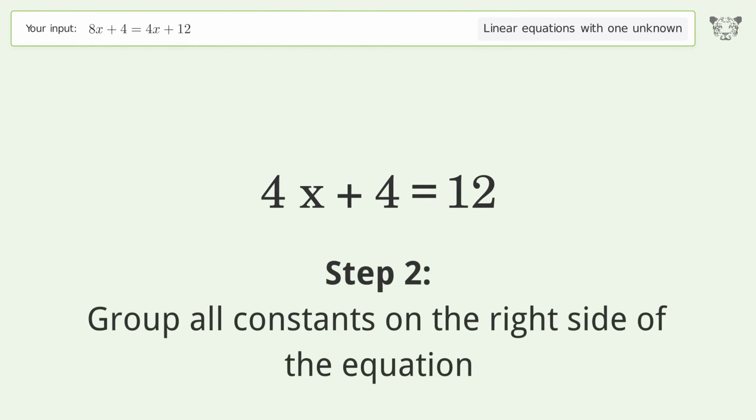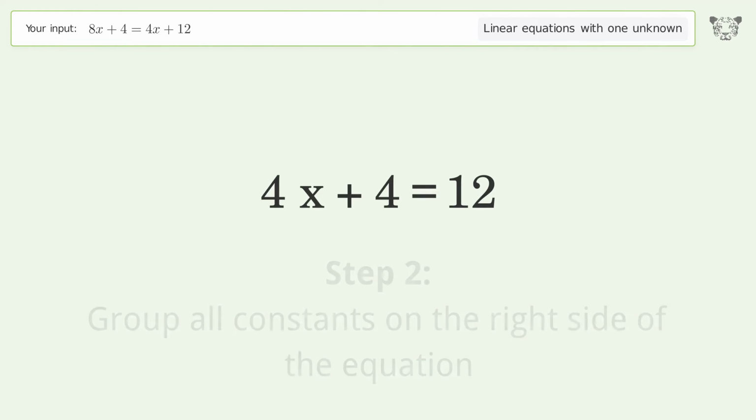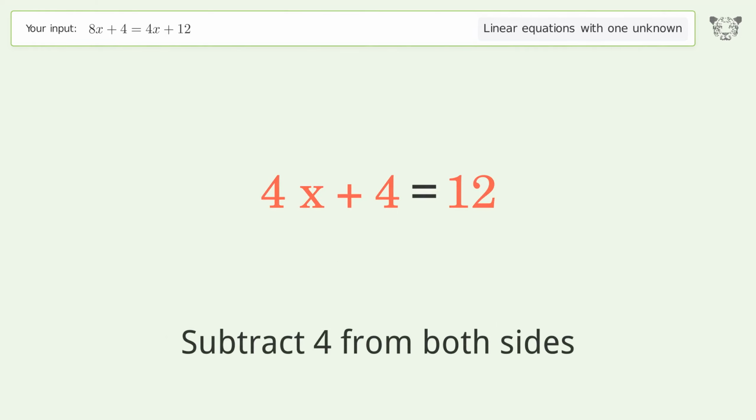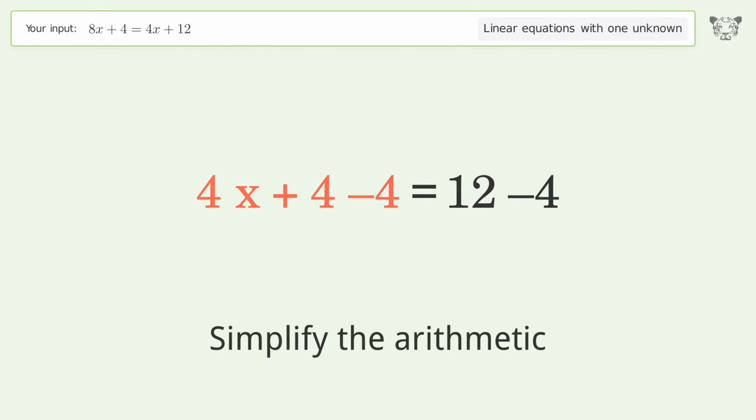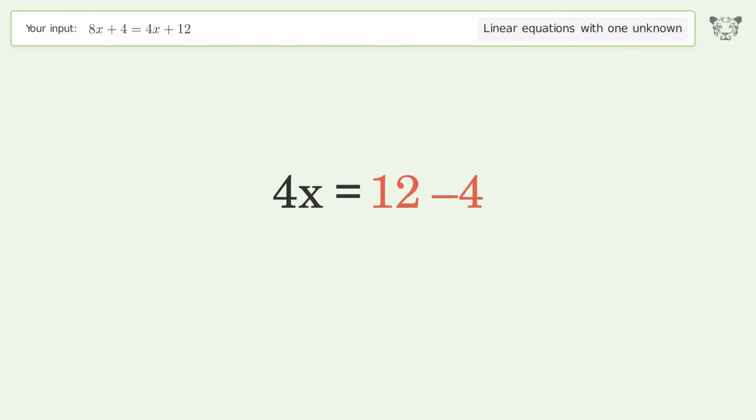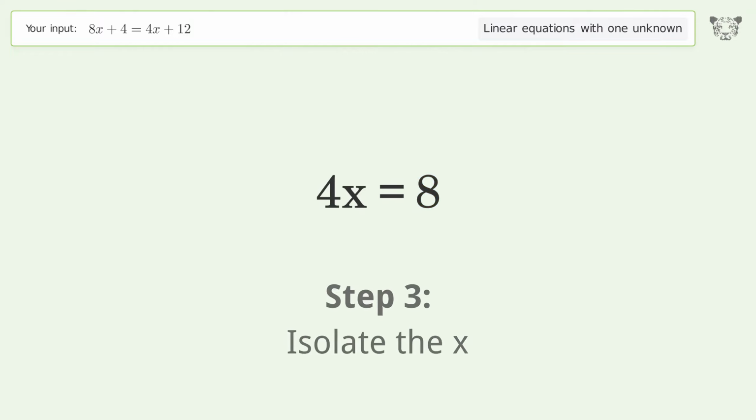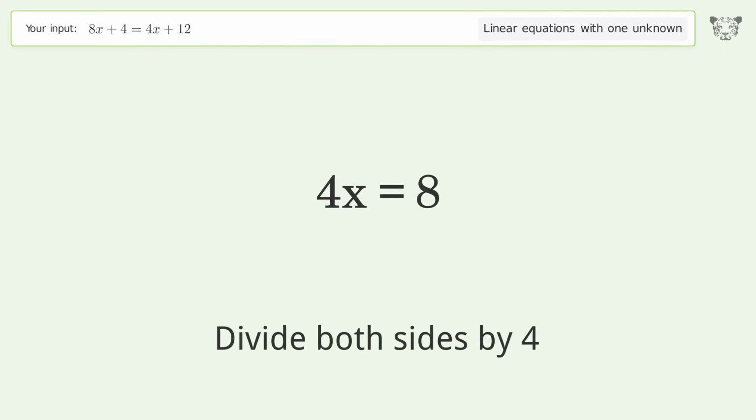Group all constants on the right side of the equation. Subtract 4 from both sides. Simplify the arithmetic. Isolate the x. Divide both sides by 4.